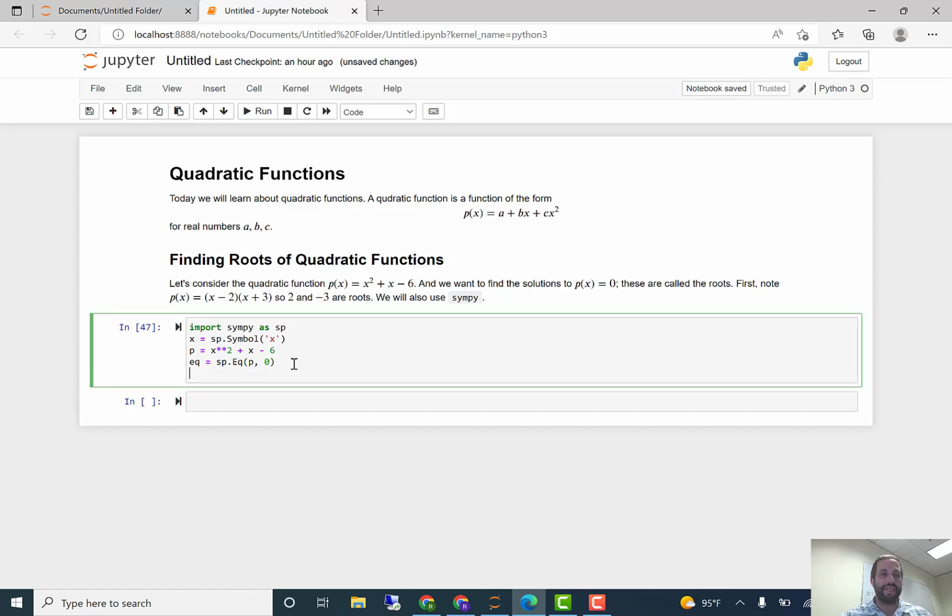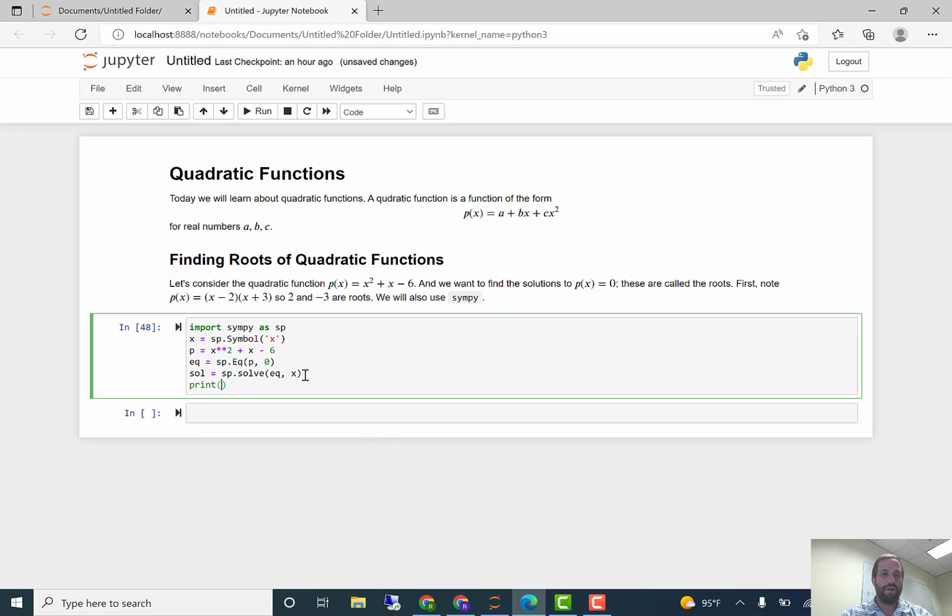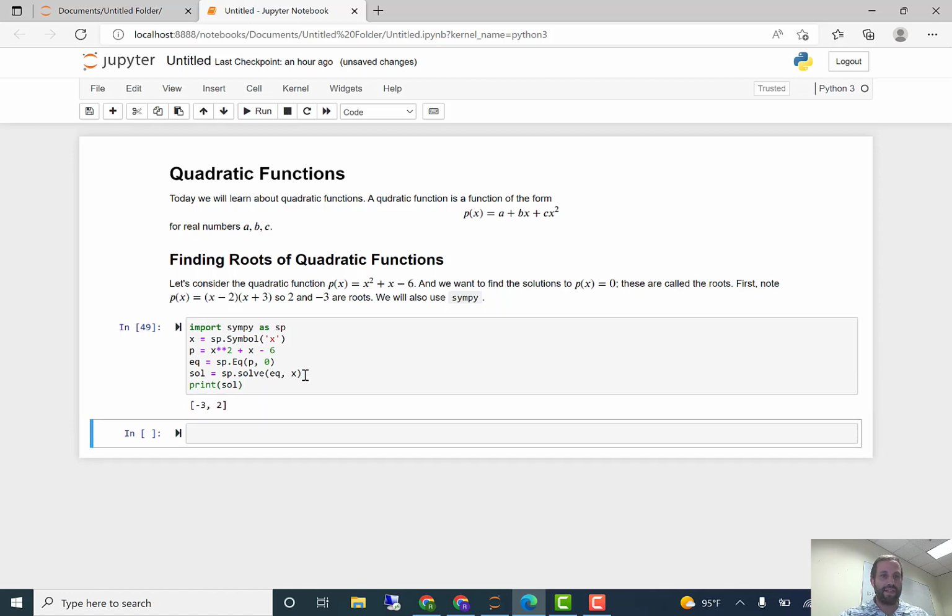Luckily, I haven't. Now I'm going to say solution is equal to sp.solve, and you tell it what you want to solve. You give it the equation EQ, and you tell it which variable you want to solve for, in this case x. Hopefully when I run this, there's not going to be a problem. We're still not going to see anything yet. Now let's print the solution. Okay, minus 3 and 2 are the solutions, which is what we know it should be from up here.